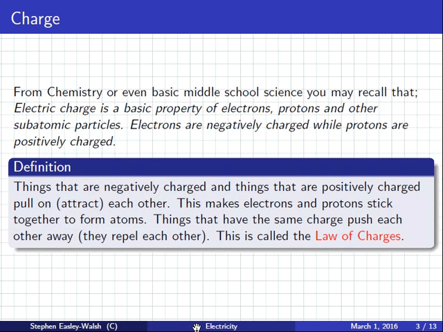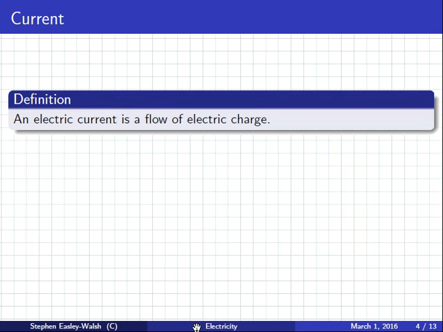Now, just on to some definitions. We say a current is a flow of charge. What I mean is, if we have a charge like a proton, and this proton moves from A to B, we say there's a current from A to B. This movement of positive charge, we say that's a current that flows. You can write this down: an electric current is a flow of electric charge.